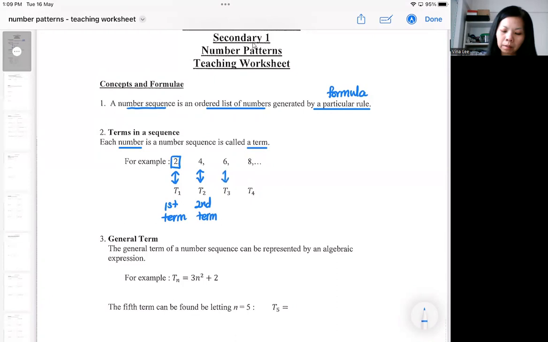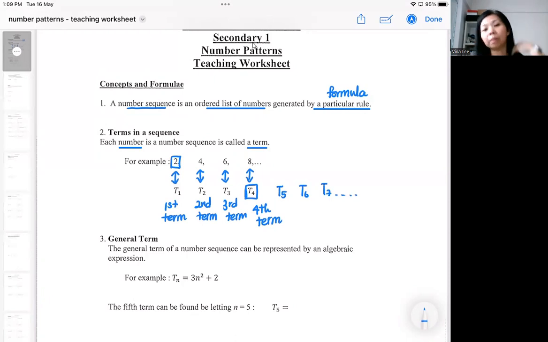Then the next one, 6, means this is the third term. T3 means the third term. Then 8 is the fourth term. It can go on and on. You can have the fifth term, the sixth term. You can have T5, T6, T7, all the way to a lot of terms. Every number is called one term. First term, T1, second term, T2. It goes on and on.